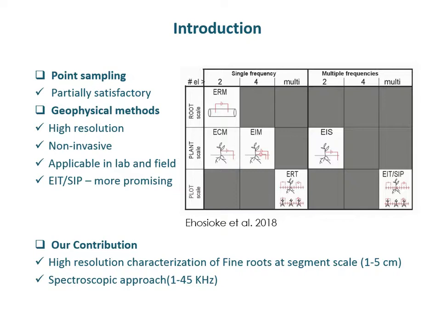And you look at the plot scale for electrical resistivity tomography. This method has been used to show a correlation between resistivity and root mass density. But what you see here is a bulk response. It contains soil water, the root response, and also the soil moisture. So it's difficult to separate the response of the root alone.